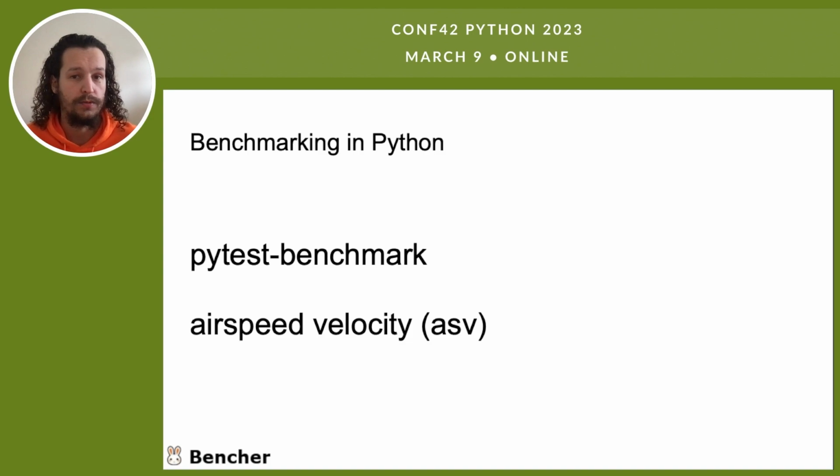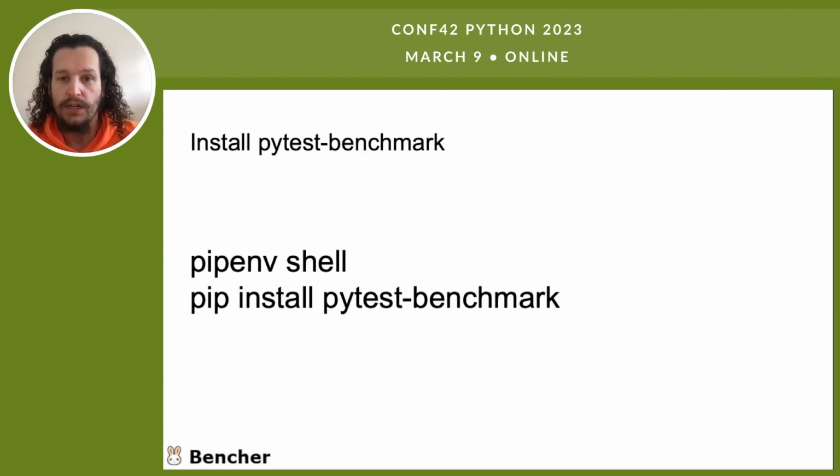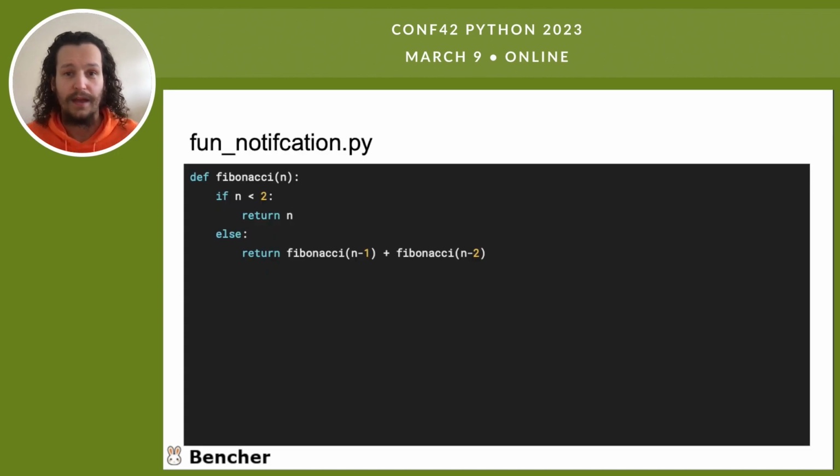We're going to be working with pytest-benchmark here because it integrates so well with pytest. Installing it is super easy: just run pipenv shell, and then install pytest-benchmark. So I have my naive Fibonacci implementation here in my fun_notification.py.